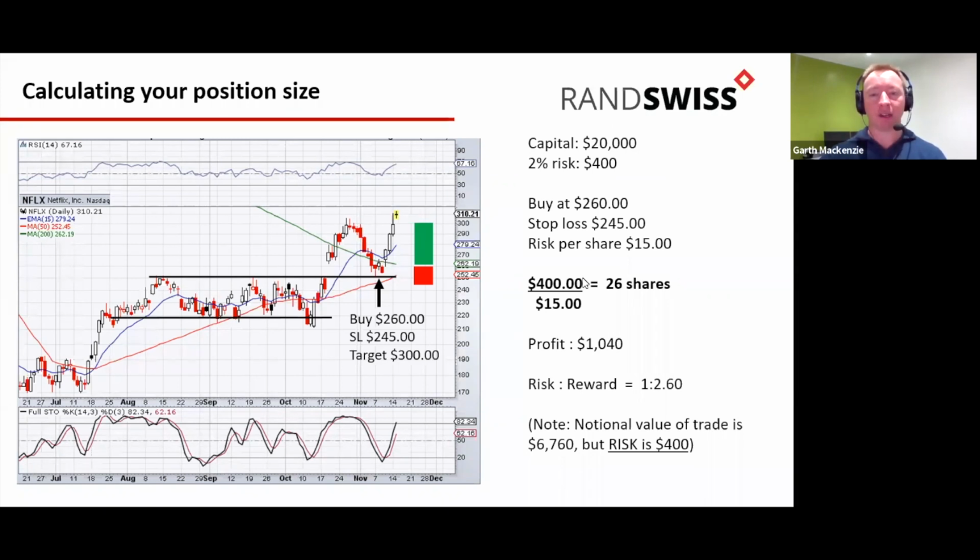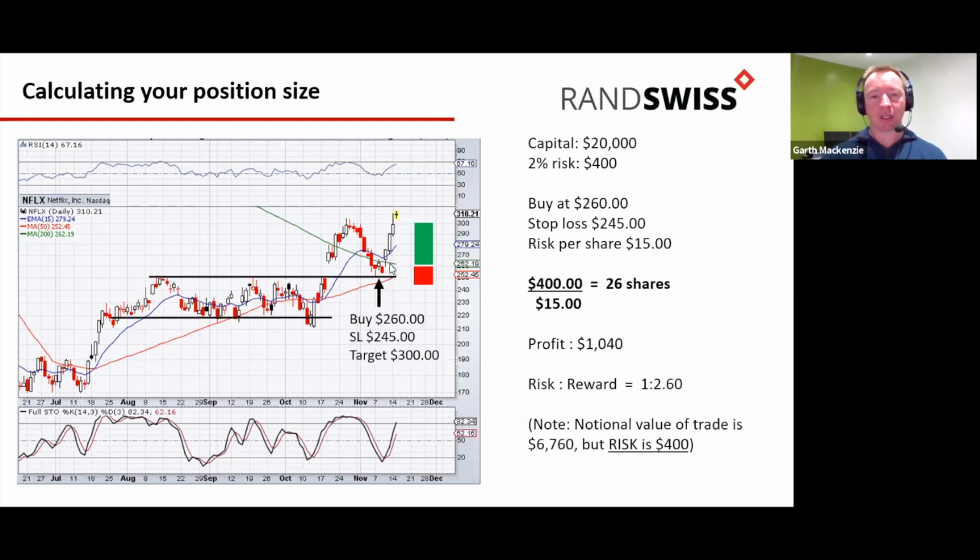Happy to lose $400 if that's the case. And we divide it by the risk per share, which is $15 per share in this case. And you do that calculation, it gives you a number of 26 shares, or 26 CFDs if you happen to be trading CFDs. Right. Now, in this case, the trade worked out beautifully, which is cool.